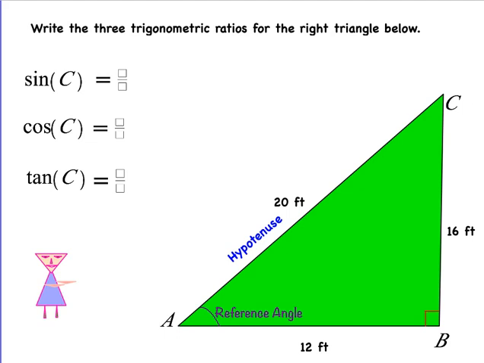Opposite from the reference angle, here's my reference angle at A. I'm going to go all the way across, and the opposite side is 16 feet. And adjacent is the side that's part of my reference angle, that side that forms the reference angle. So my adjacent side is 12 feet.